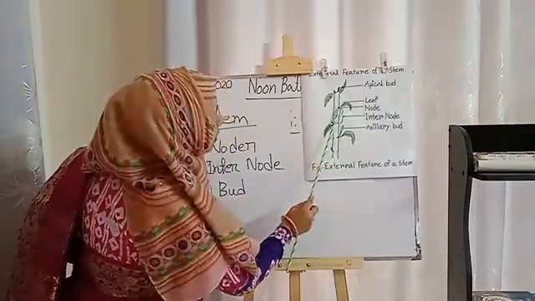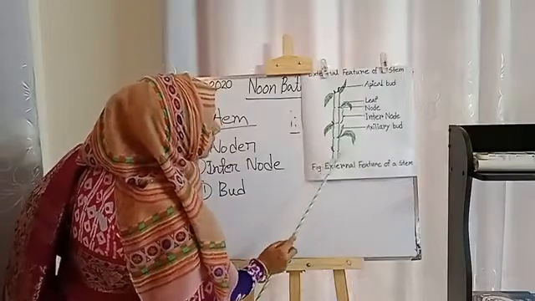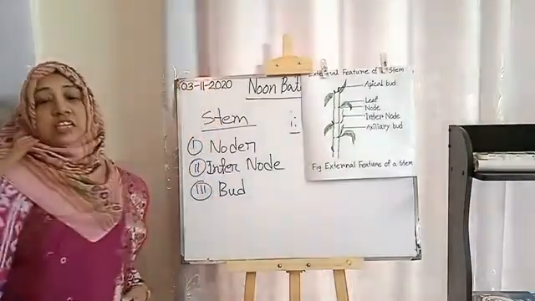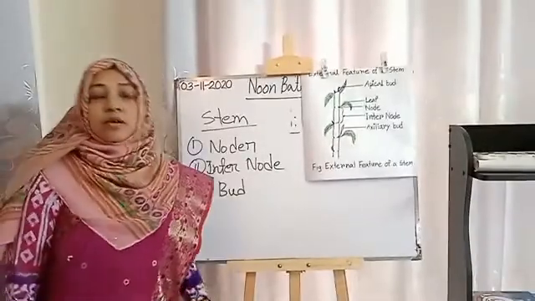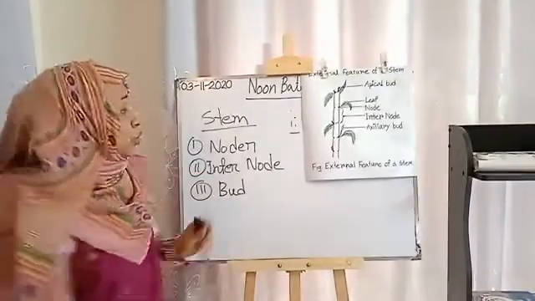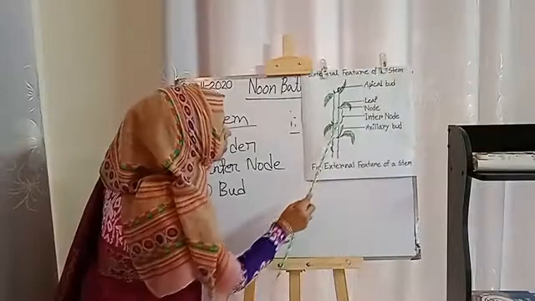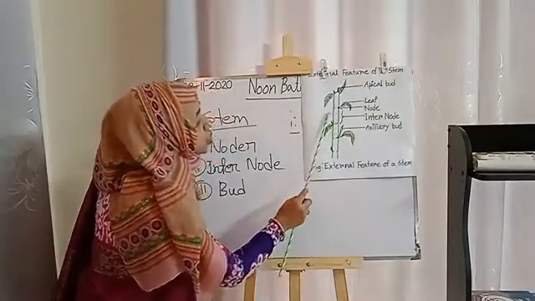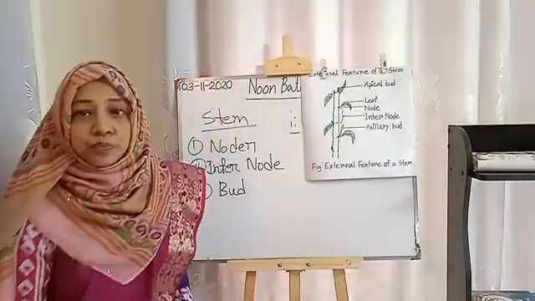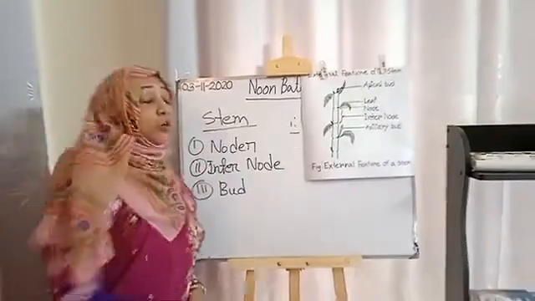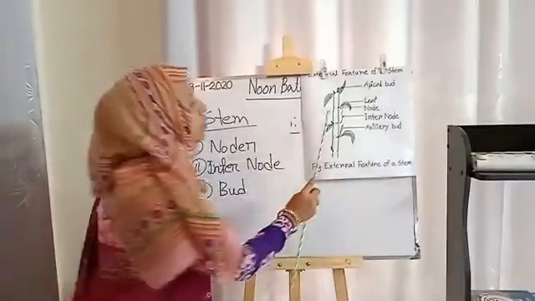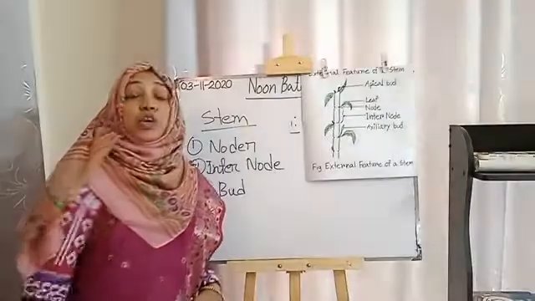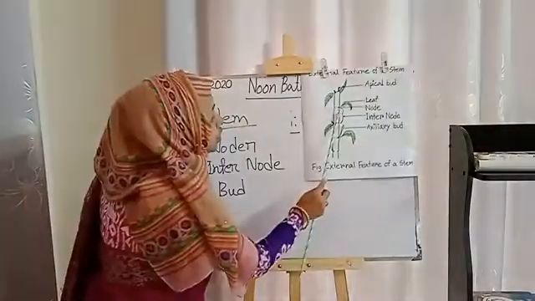This is the node of a plant. And internode is the space between two nodes. The space between two nodes is the internode. No branches and no leaves arise from this place, but growth occurs in this region.